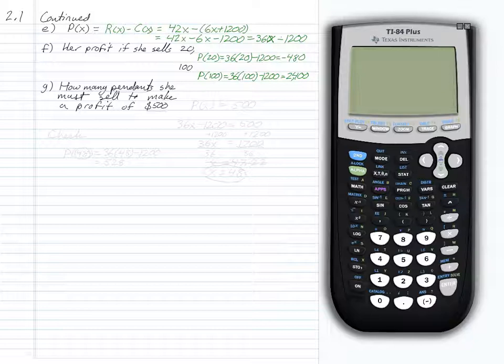Now our final question, and this is where it really comes in handy to have a profit function to work with, if we want to know how many pendants she needs to sell in order to make a certain profit, we can say, okay, we want the profit to be equal to that value. So how do we get the profit to be equal to 500? Well, we can set the function 36x minus 1,200 equal to 500. And from there, all we need to do is solve for x.